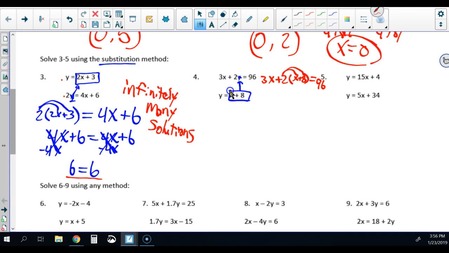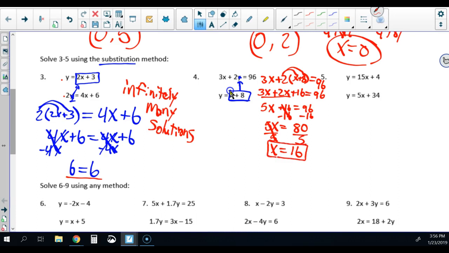2x plus 16 when I distribute. So 3x plus 2x plus 16 equals 96. That's 5x plus 16 equals 96. Minus 16 to both sides, you get 5x equals 80. So divide by 5, and x equals 80 over 5 is 16.